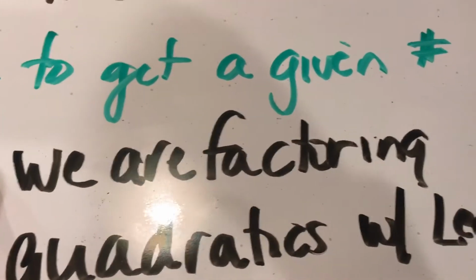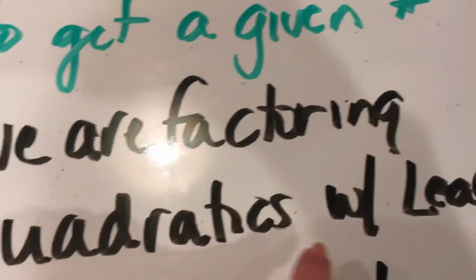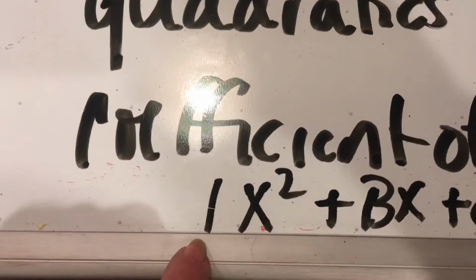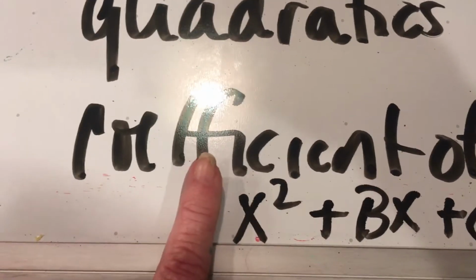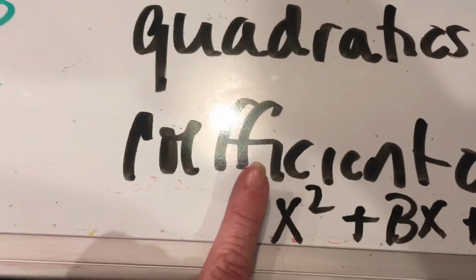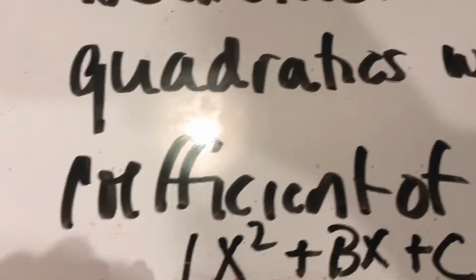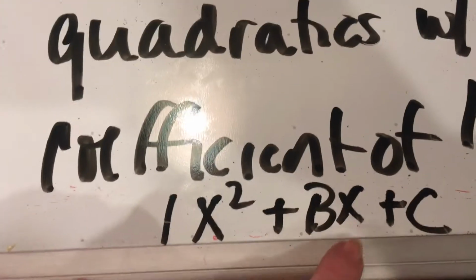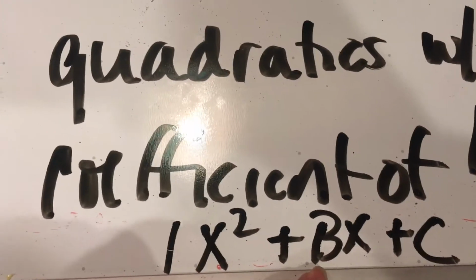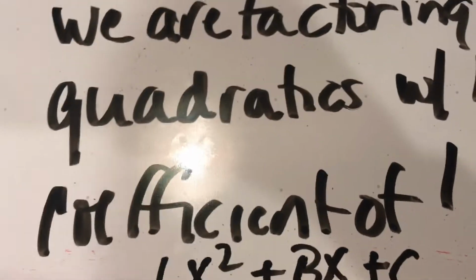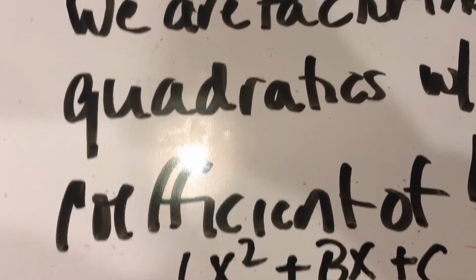We are going to be factoring quadratics with a leading coefficient of 1. That means your number of x squareds is going to be 1. Sometimes they won't put that 1 there. If there's no number in front of the x squared, how many x squareds do we have? We have 1. So it's going to be 1x squared plus bx plus c. Whatever number is in front of your plain old x term is called your b, and whatever your constant is is called your c. Just a little bit of information for reference before we start.